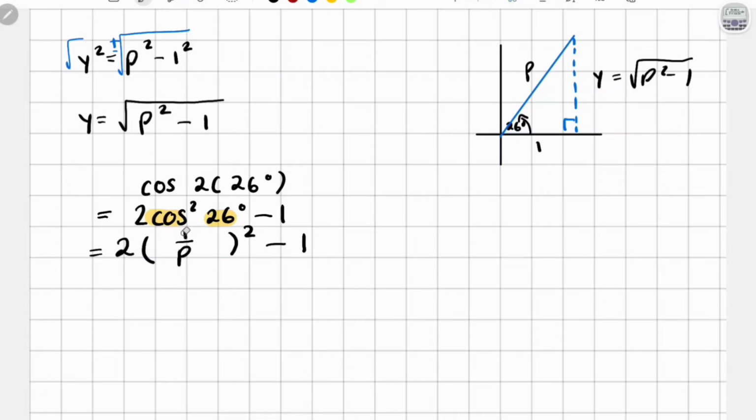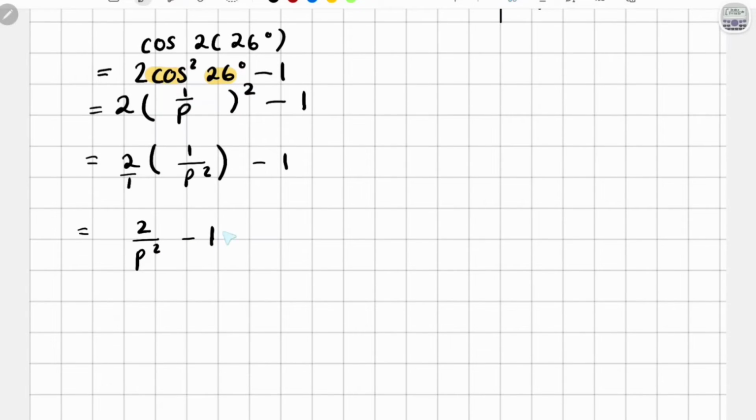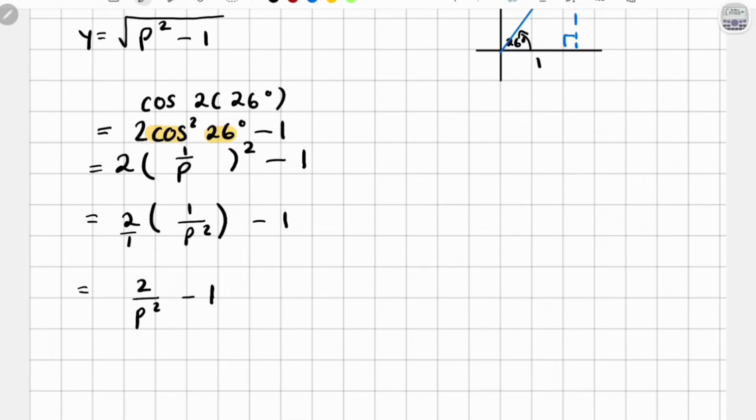Okay, so that's 2 times 1 over p all squared minus 1. And then we need to square that. So 1 squared is 1. p all squared is just p squared. And then we have minus 1. So what is 2 times 1 over p squared? Well, 2, you can write it as if it's over 1. These two are multiplying, so numerator times numerator and denominator times denominator. Then minus 1. And that's really just our answer. Okay, moving on to the next question.